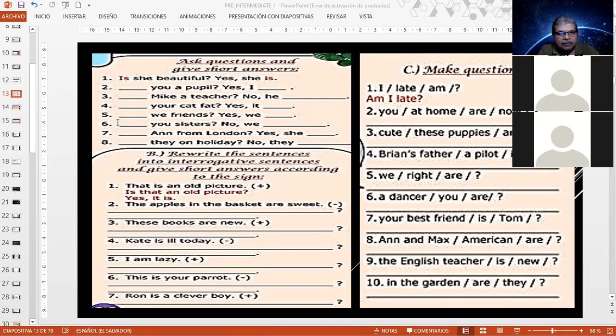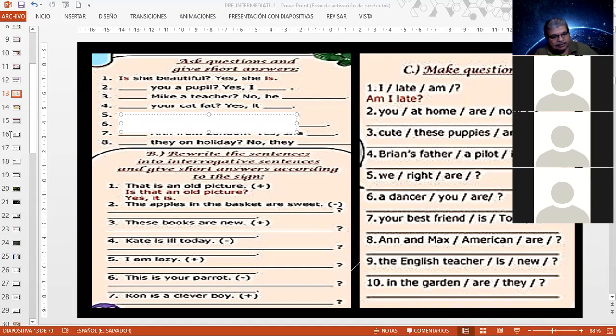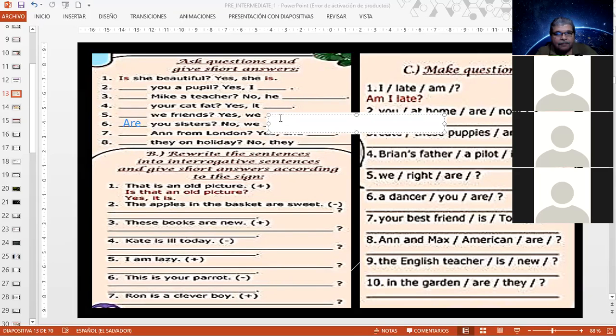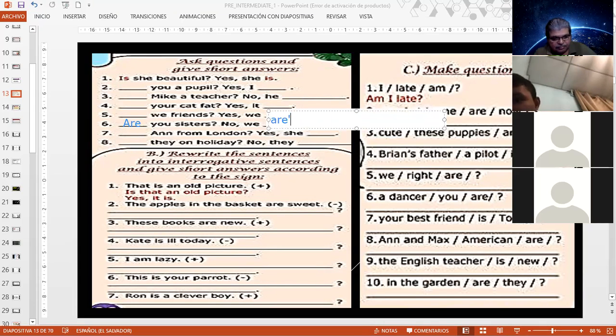What is the question here? What is the form of be? Number six. Are you sisters? Yes. Are you sisters? No, we aren't. Okay. Good. ¿Hubo algún problema aquí en esta sección?